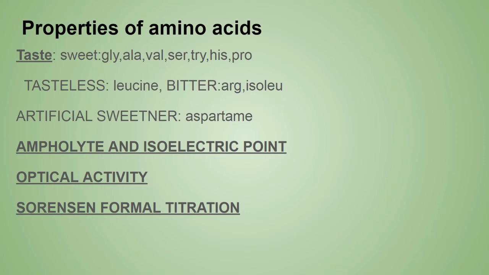Now, Sorensen formal titration. Amino acid cannot be exactly titrated. For example, if I take 1 ml of glycine amino acid and 1 normal NaOH, that means the sodium hydroxide base, and I titrate these two together, what will happen? The COOH group of the amino acid will give its hydrogen to the NaOH to titrate it, because NaOH is a base.